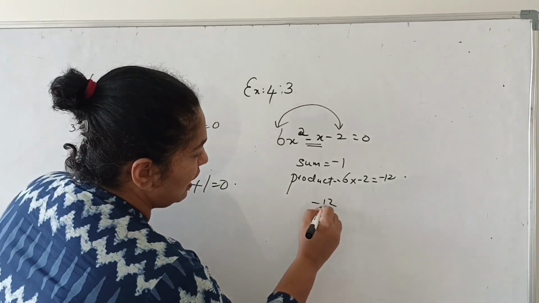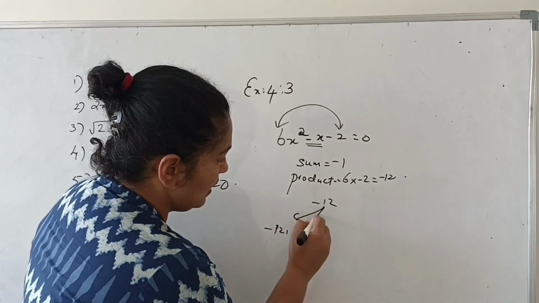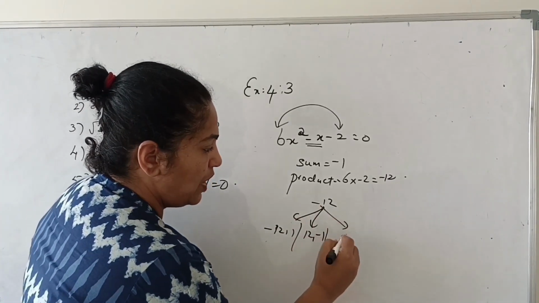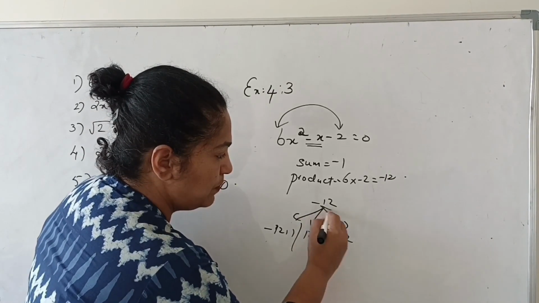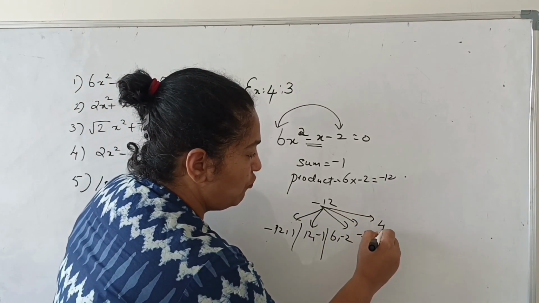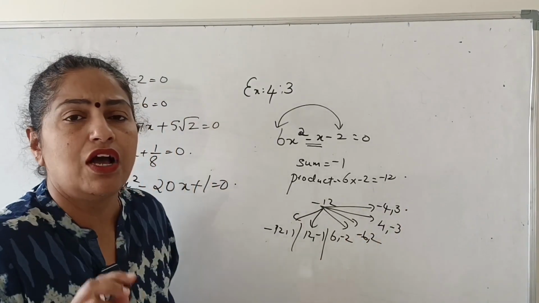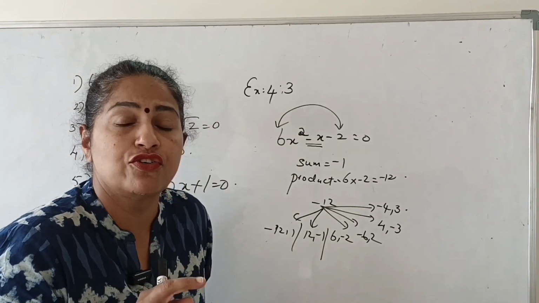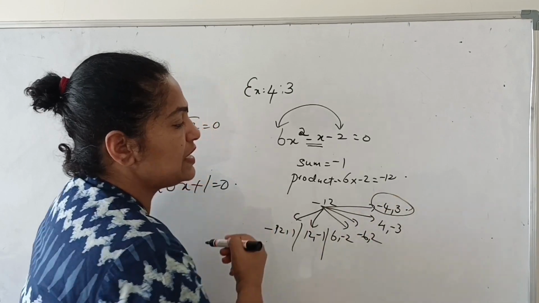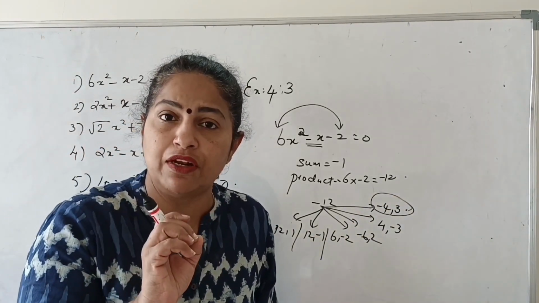So minus 12, I can write it as minus 12 and 1. I can also write it as 12 and minus 1. Okay. Now 6 and minus 2, minus 6 and 2. I can write it as 4 and minus 3 and minus 4 and 3. Now, which pair added together will give me minus 1? You can see that minus 4 and 3 when added together will give me minus 1. So, I have identified the pair of numbers.